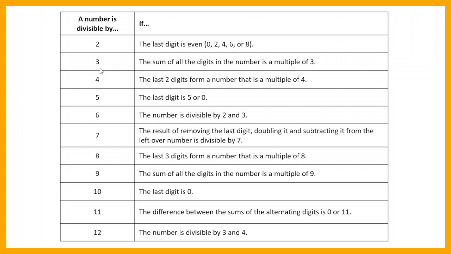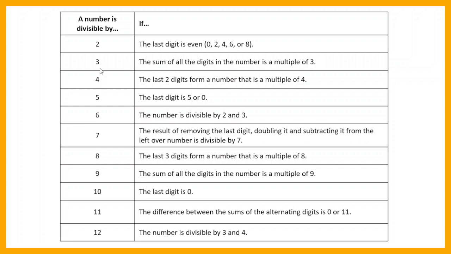Okay, the next rule is for 3. If we want to know if 3 is a factor of a number, what we can do to quickly find that out is take all the digits in that number and add them up and see if the sum gives us a number which is a multiple of 3. So if I add up all the digits in the number and I end up with something that is a multiple of 3, then I know that the number itself was a multiple of 3 as well.